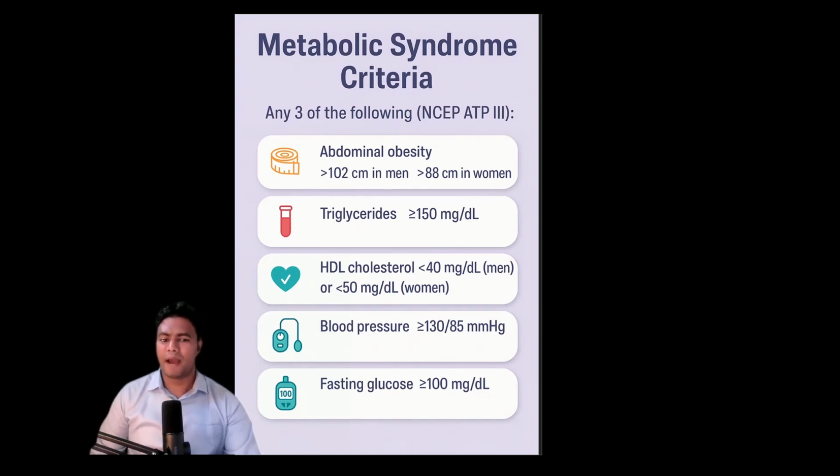Now, why does it matter? Why is metabolic syndrome so important? Because it doubles the risk of cardiovascular events and increases the risk of diabetes 5-fold. And it's very common, especially in South Asians, middle-aged adults, and patients who have a sedentary lifestyle.